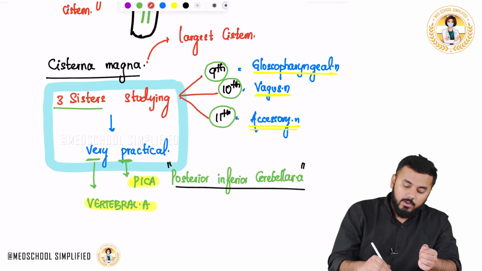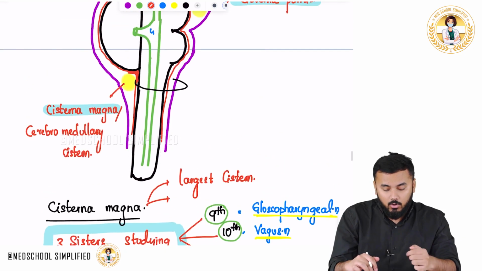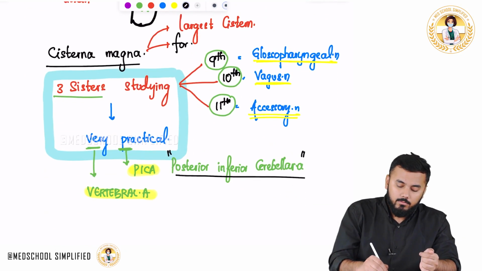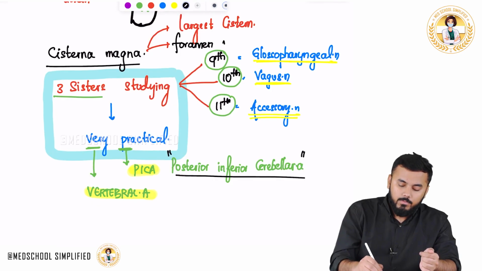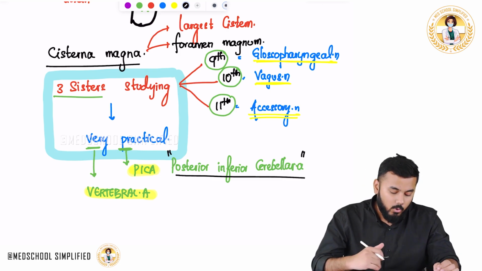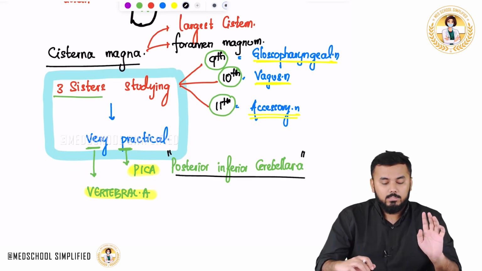And by the way, if someone asks you about the location, I already told you it is located near what? It is located near foramen magnum. Okay, so these are some of the important points which you need to know in case of cisterna magna.